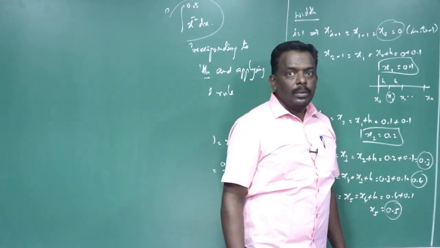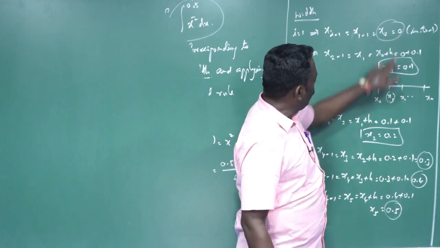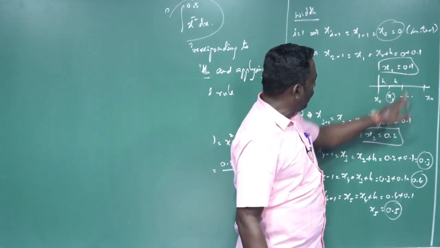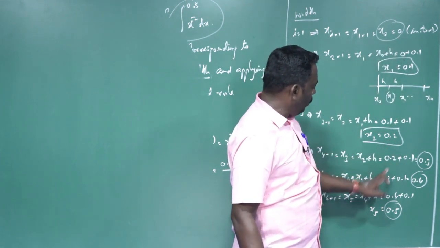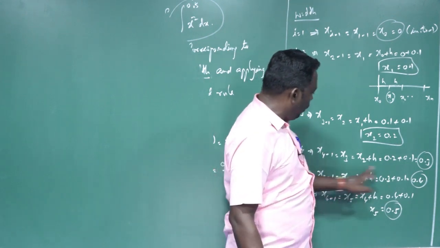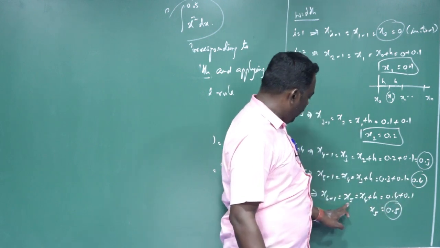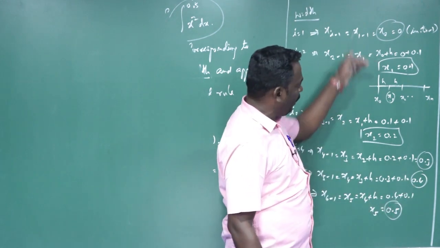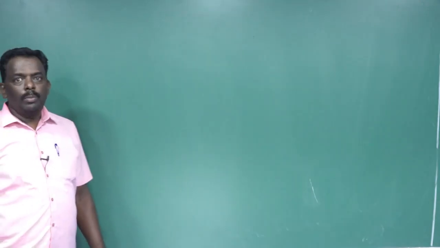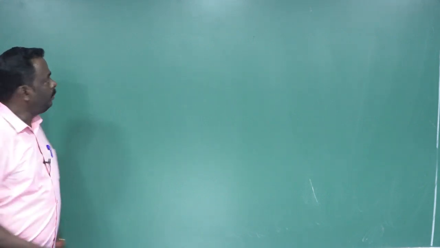So, therefore x_0 equal to 0, x_1 equal to 0.1, x_2 equal to 0.2, x_3 equal to 0.3, x_4 equal to 0.4, x_5 equal to 0.5, the values of x_0 to x_5. Now come to the first, the left hand rule.